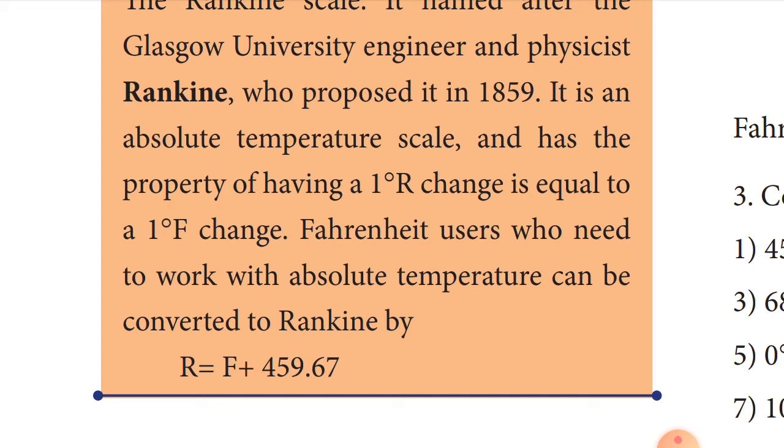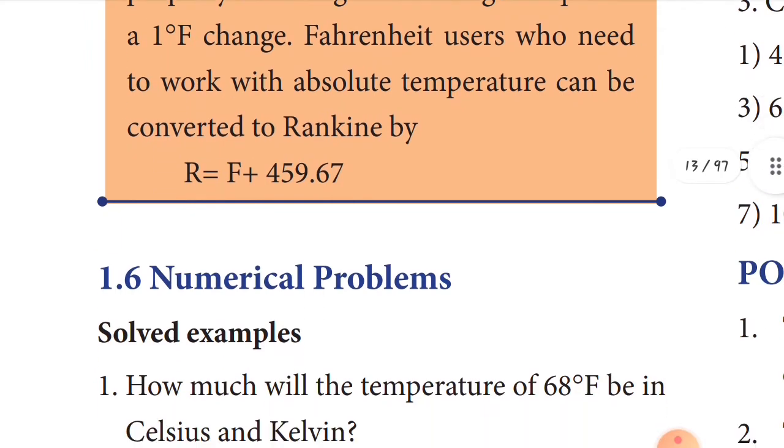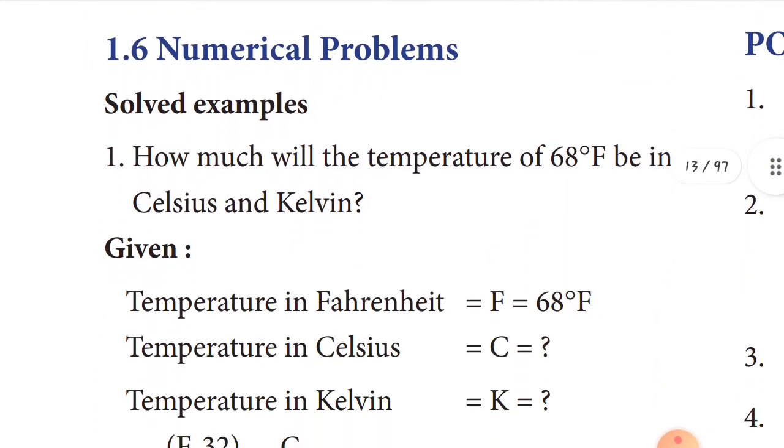So this is the formula for Rankine, children. Sometimes they ask it for 1 mark. The Rankine scale R is equal to Fahrenheit F plus 459.69. This is the formula for the Rankine scale. Is this clear to you? Fine. Now let's move on to the numerical problems.